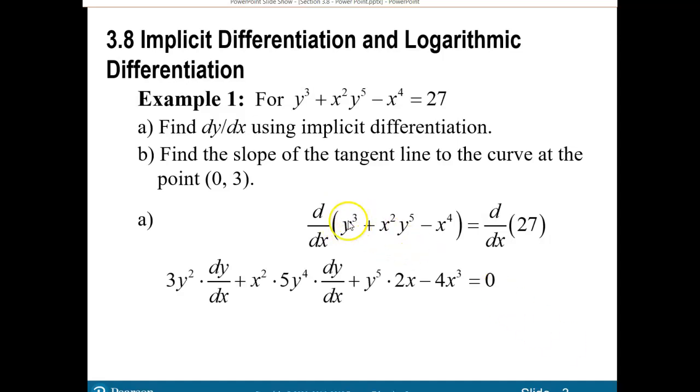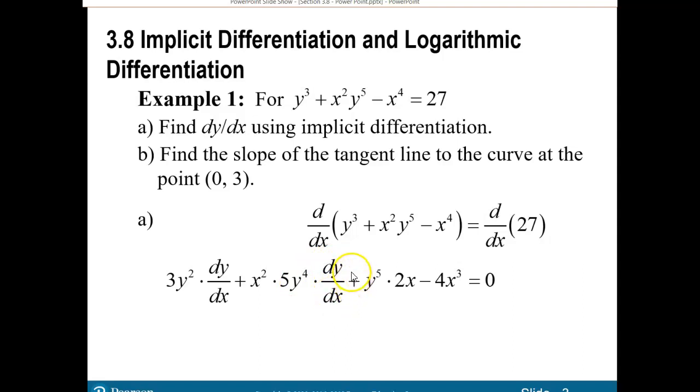Notice here, we're going to go term by term. The first term contains y, so when we take its derivative, we would get 3y squared, but because it involved y, we follow it with dy dx. Plus, the middle term is a product, so we have to utilize our product rule. And when we differentiate the term involving y, we can't forget our dy dx. So let's think about the product rule first. The first function is just x squared, that gets multiplied by the derivative of the second. So this derivative would be 5y to the fourth, and then because it's y, we follow it with dy dx.